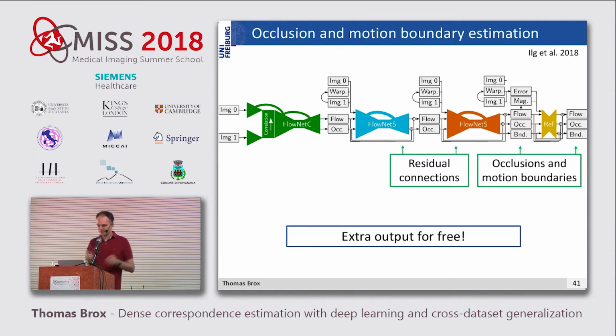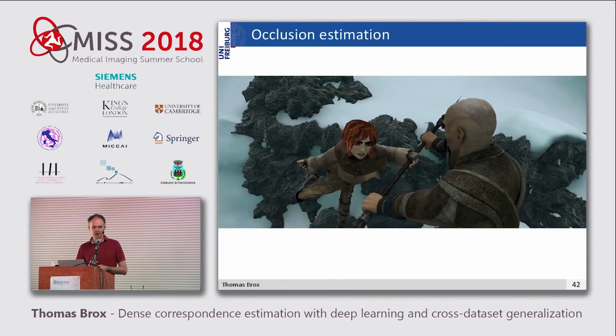Good. So here you see a result of that. These are two images with quite a lot of occlusion because there's fast motion. And this is the ground truth occlusion map. Again, this is a synthetic example where you know the correct occlusion from the rendering engine. And then this is the occlusion map that is estimated by FlowNet. And it matches the important occlusions very well. Some details are missing, but that's quite common.